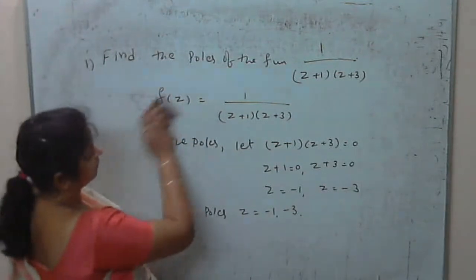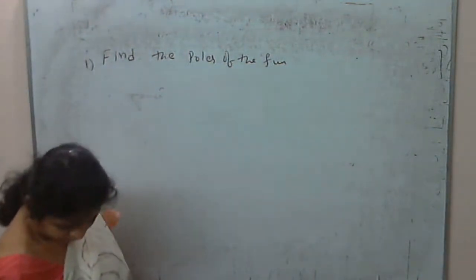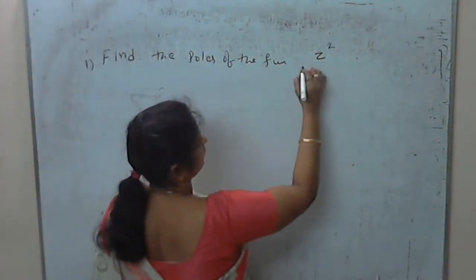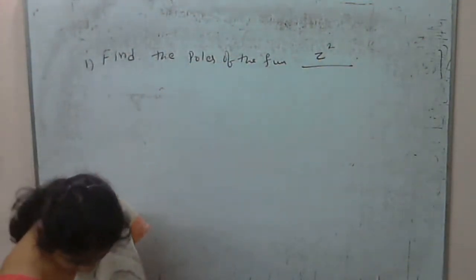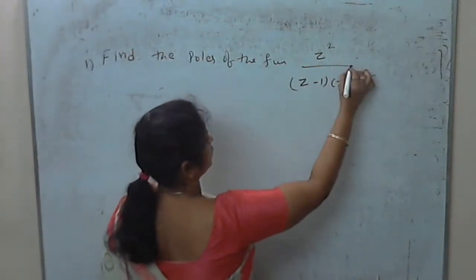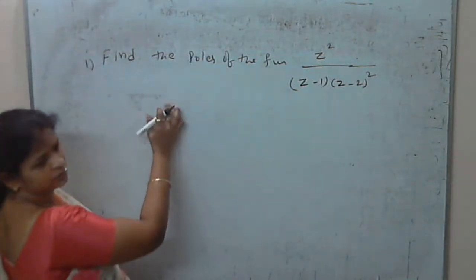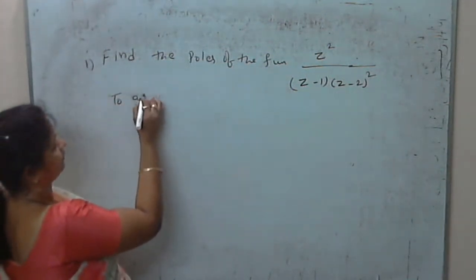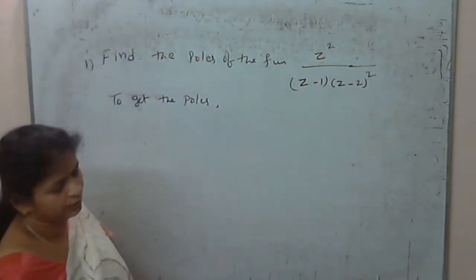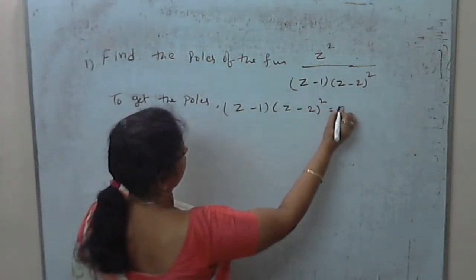Now, let us go to one more example. Find the poles of the function z square by (z minus 1) into (z minus 2) whole square. So, this is the given function, and we have to get the poles. To get the poles, what to do? Let the denominator equal to 0. So, we have to take (z minus 1) into (z minus 2) whole square equal to 0.